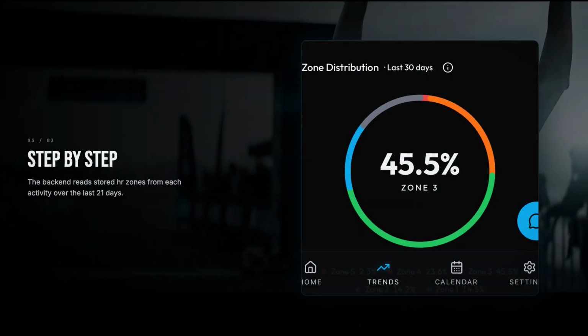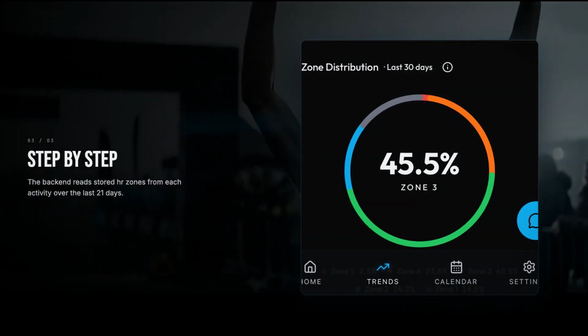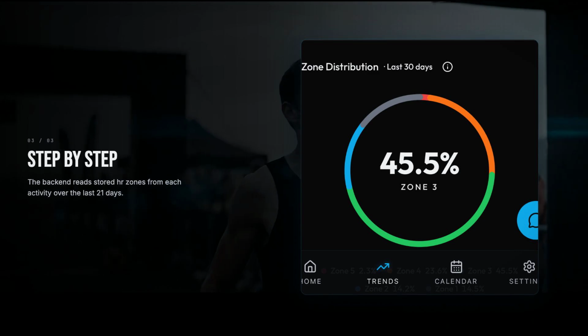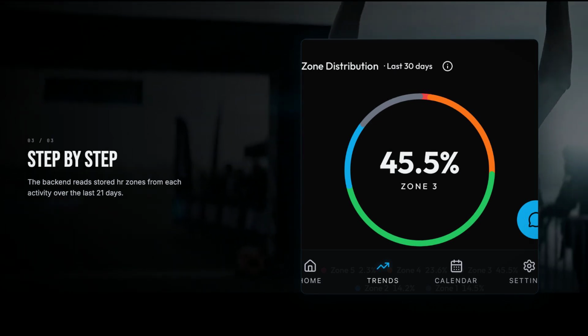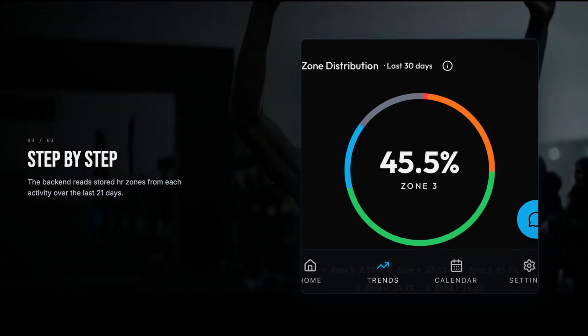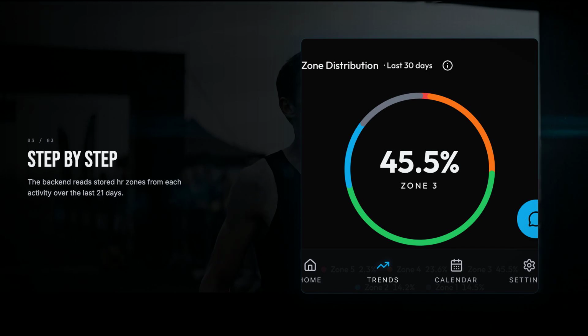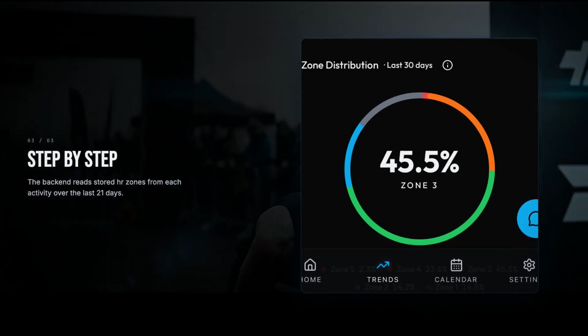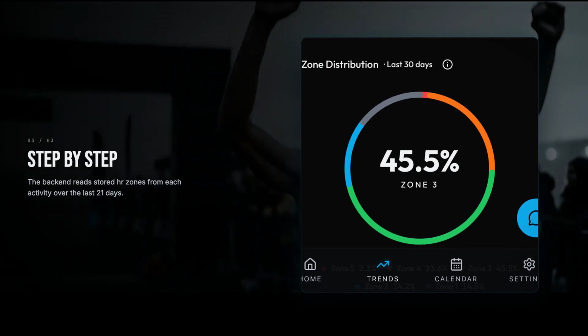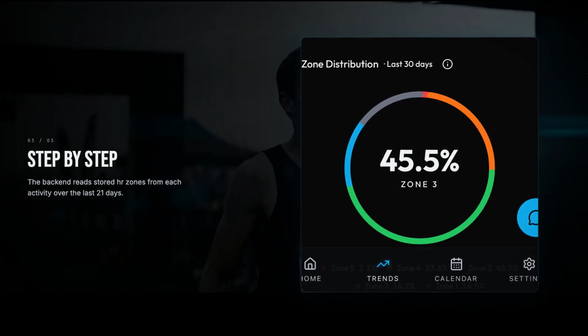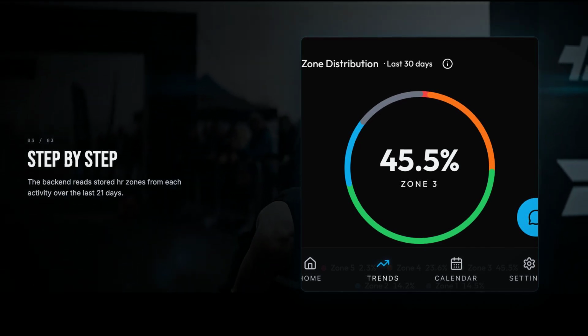The backend reads stored HR zones from each activity over the last 21 days. Zones are defined by heart rate as a percentage of your max HR, default 190 BPM. Zone 1 is below 60%, Zone 2 is 60-70%, Zone 3 is 70-80%, Zone 4 is 80-90%, Zone 5 is 90% and above.